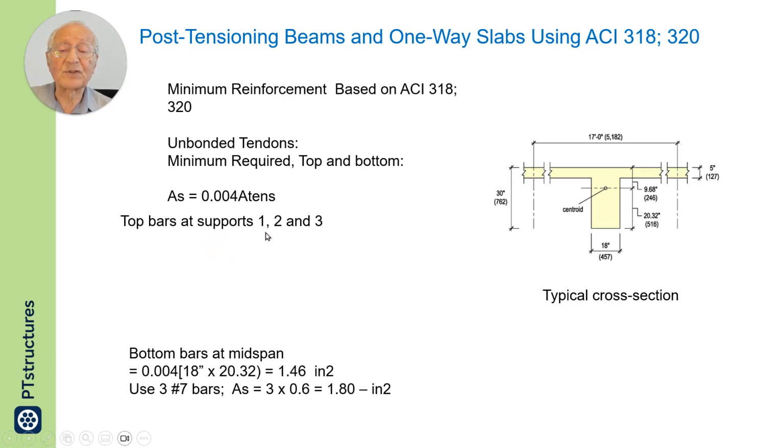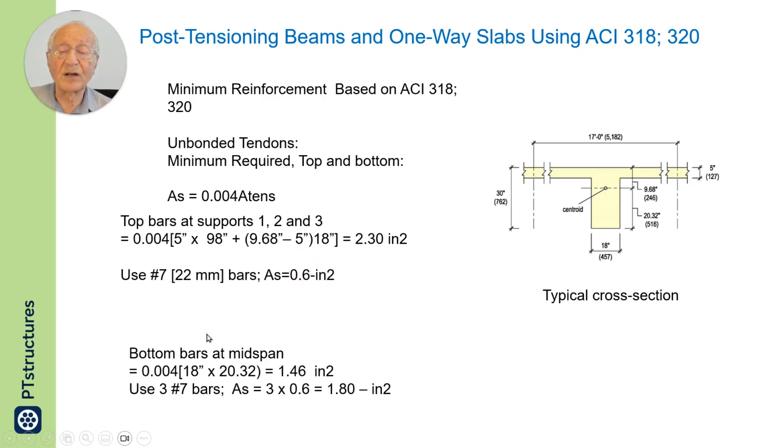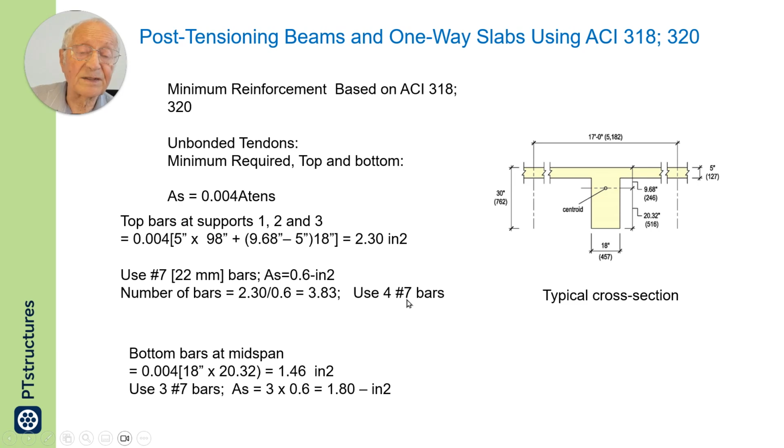So at supports 1, 2, and 3, this will be the amount of area based on the geometry. I use this bar size, and the total number required is 4 number 7 bars. The area provided is okay.